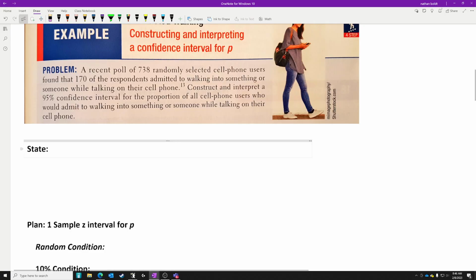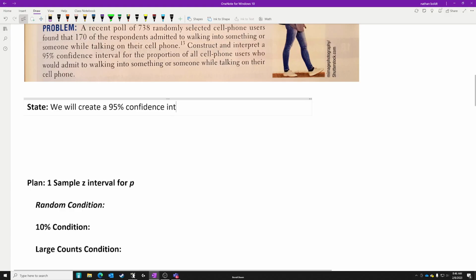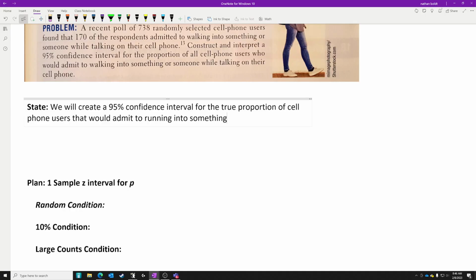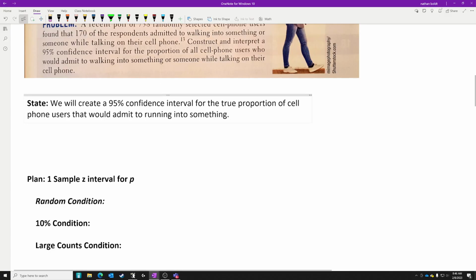All right? So, first, we have to state what we are going to do. We will create a 95% confidence interval for the true proportion of cell phone users that would admit to running into something. All right, so we said what we're going to do. We're going to create a 95% confidence interval for the true proportion. Okay? All right, now the plan.